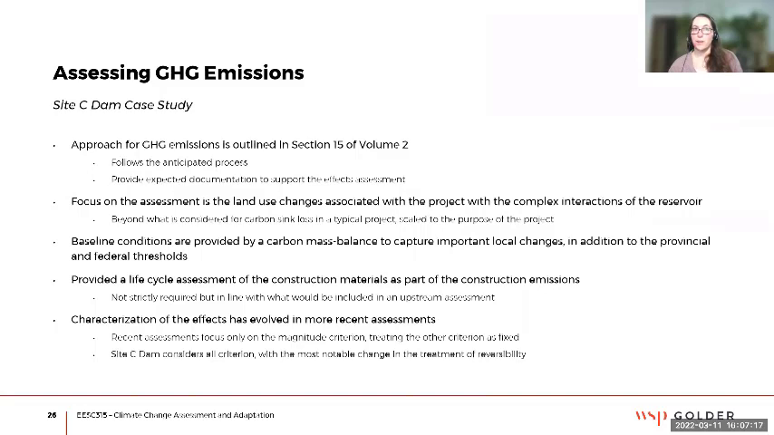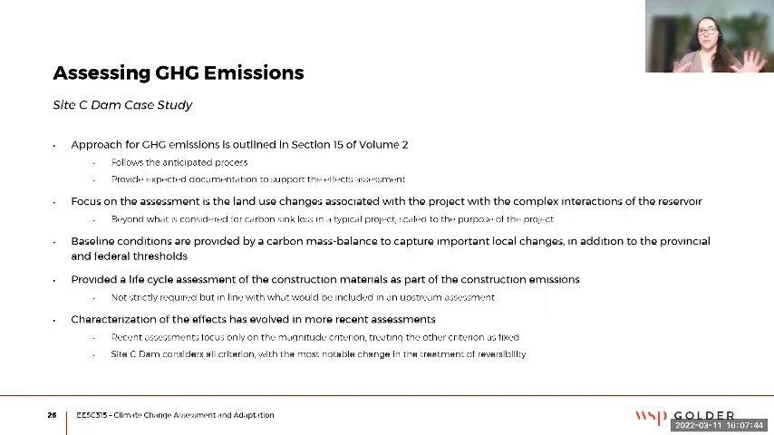And then I wanted to spend a bit of time, and not too much, on the Site C dam case study. I wanted to talk a little bit about the greenhouse gases and how they were treated here. Should you want to read through it, section 15 of volume 2 follows the anticipated process. There's no real surprises there. It provides the expected documentation to support the effects assessment.